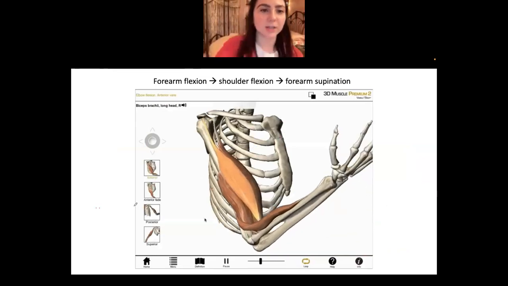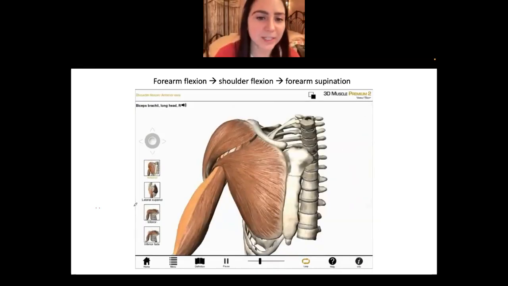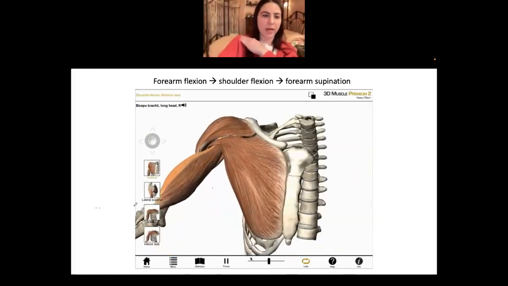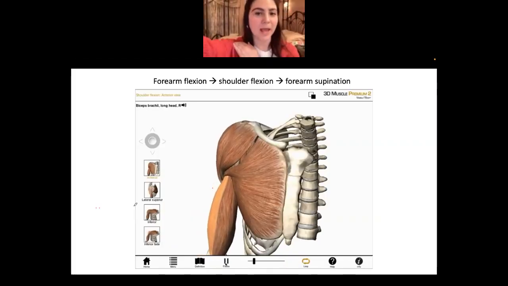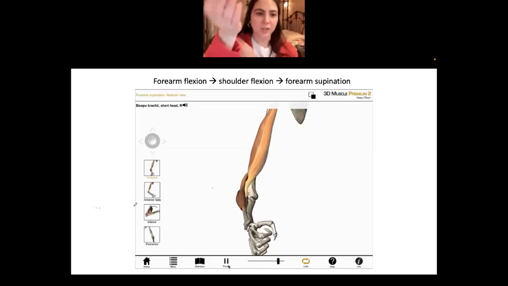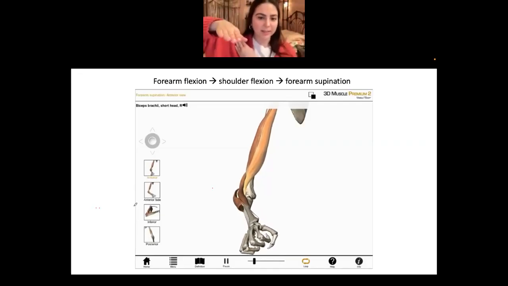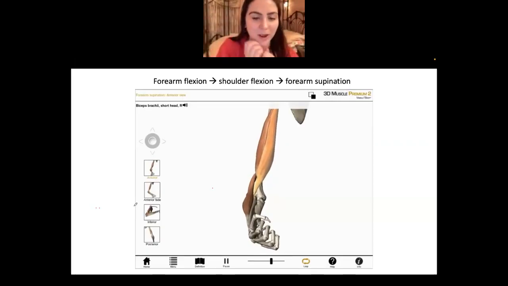So this is forearm flexion. So basically you're going to the gym, you're doing a bicep curl. That's forearm flexion. This is shoulder flexion. So shoulder flexion is bringing the shoulder up like that. It's weird. It's not really flexion. And then forearm supination. So it's over like this, and then you flip it, you supinate it. So you can hold sup now, okay?